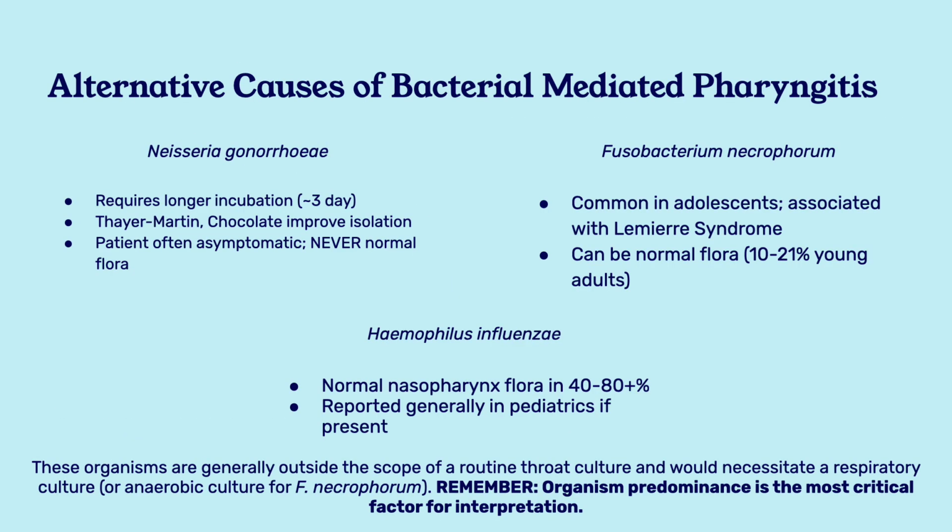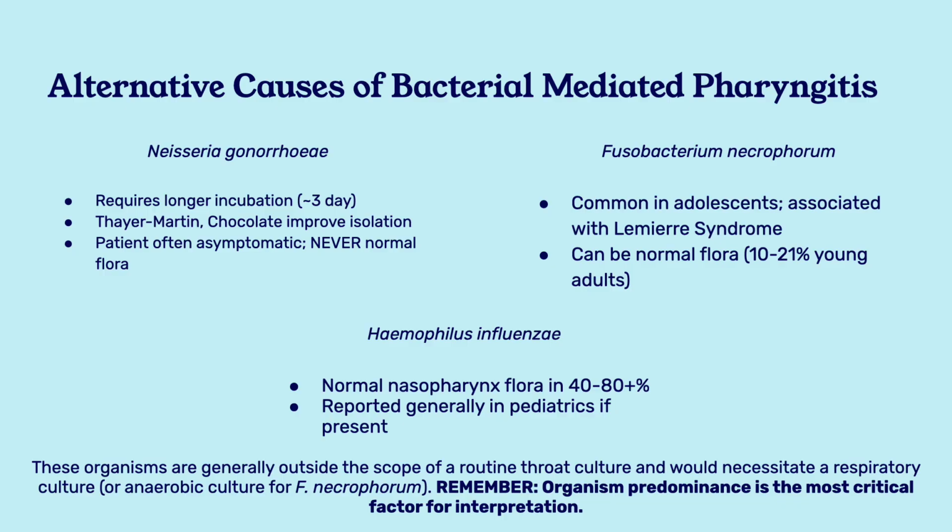This slide highlights some of the less common causes of bacterial pharyngitis. First, let's talk about Neisseria gonorrhea. So generally, a throat culture is incubated for 24 to 48 hours, but gonorrhea typically requires 2 to 3 days to appear. Throat cultures usually only use blood agar and SXT, so it's hard to isolate it in time. But Thayer Martin and chocolate agar improve overall isolation of the organism. Patients are often asymptomatic, and this organism is never considered normal flora, so it should always be reported when present.